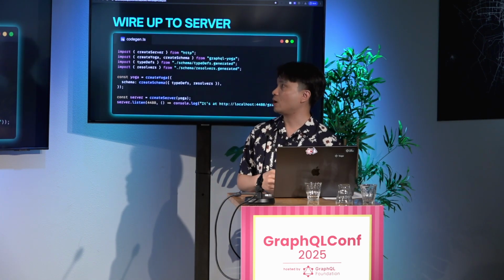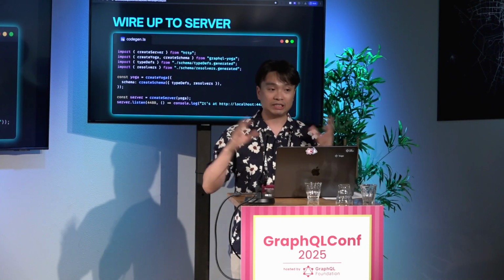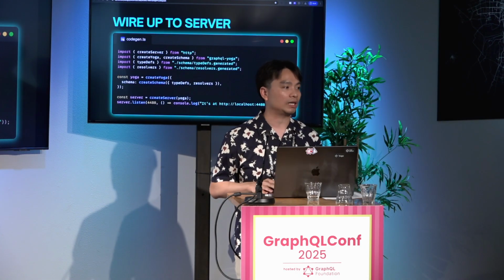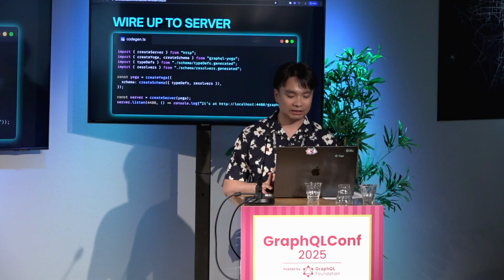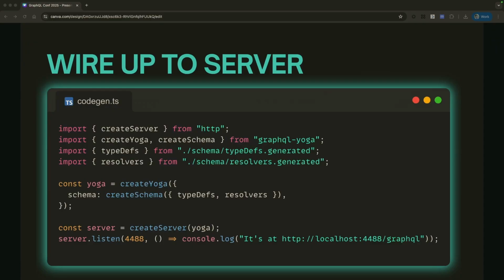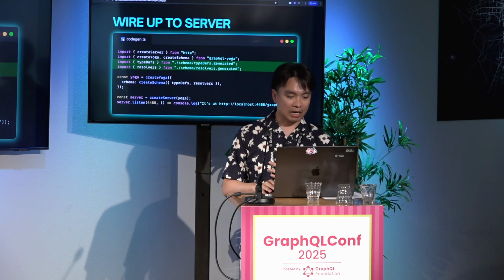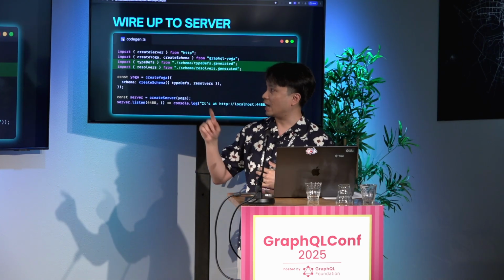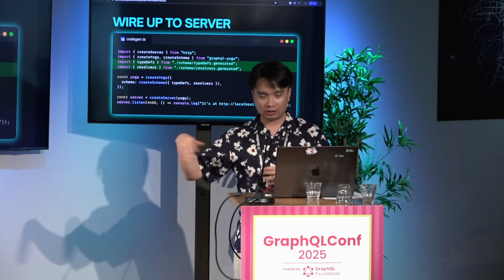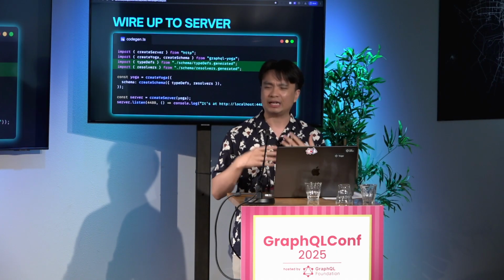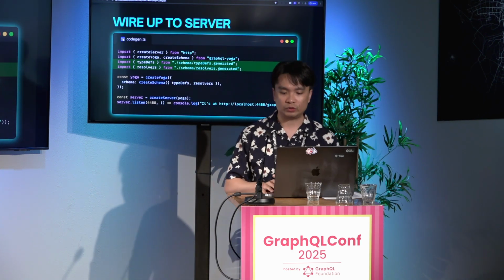And talk about wiring up to the server. This should only be done once, so it's a one-time cost. And when we run code gen, it will generate the type defs and the resolver map for us. Right, so this file you don't even need to touch. And on the screen, I'm using GraphQL Yoga, which is another tool by the Guild, but you can use it for Apollo server. Just wire it up the same way that you would other resolvers.